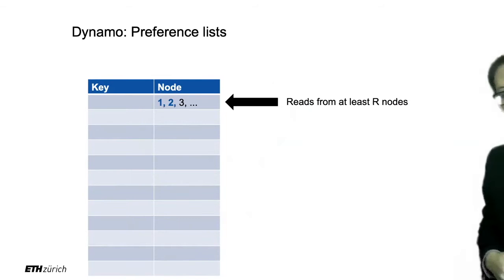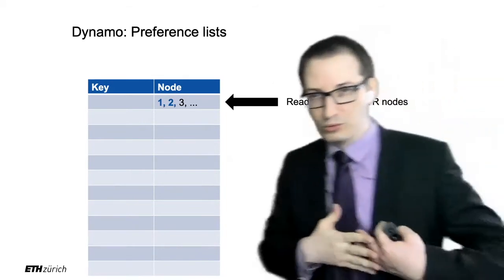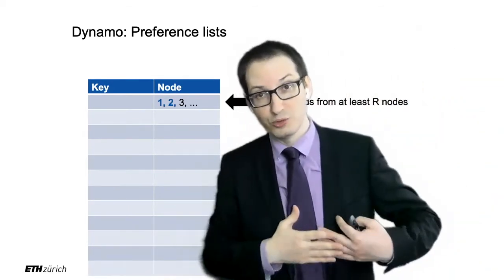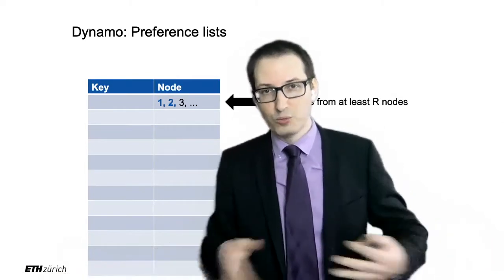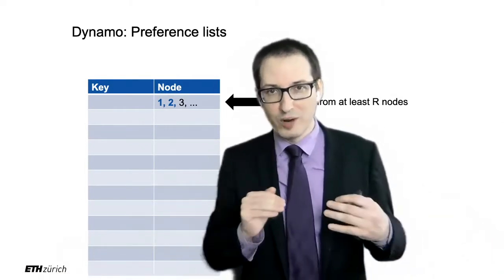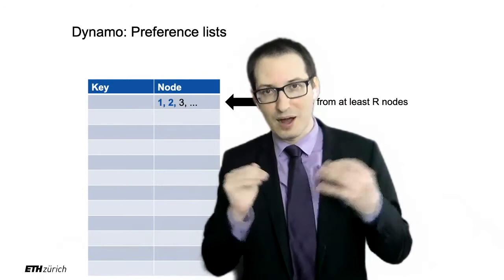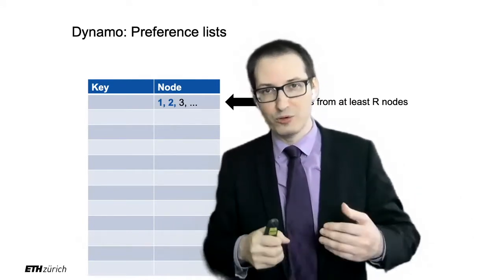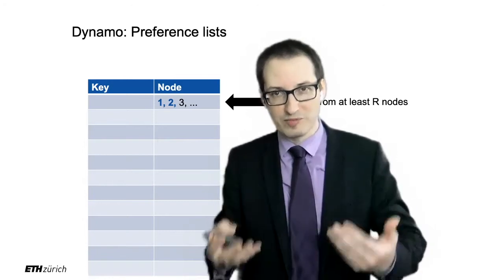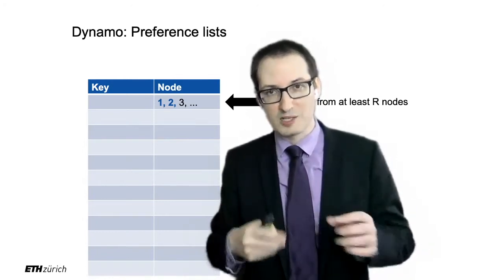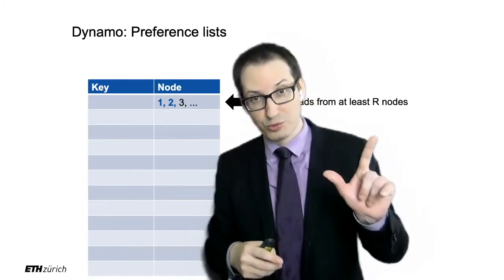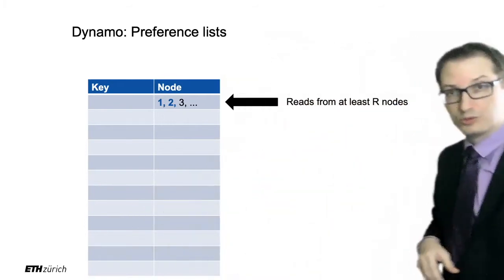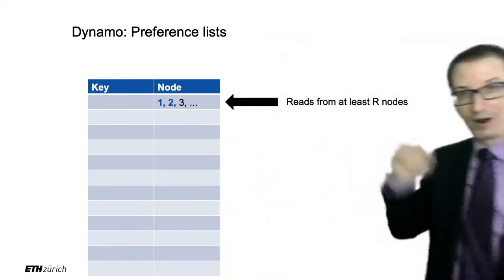Right? And then what happens is that whenever somebody wants to read, you go to all these N nodes, you wait for the answers, and you wait for at least R answers. R is a parameter that you configure. It's typically smaller than N. For example, you might have N equals 5 and R equals 2. So as soon as you receive 2 answers from 2 nodes, then that's it. You consider that you have what you need, right? So you wait for R.